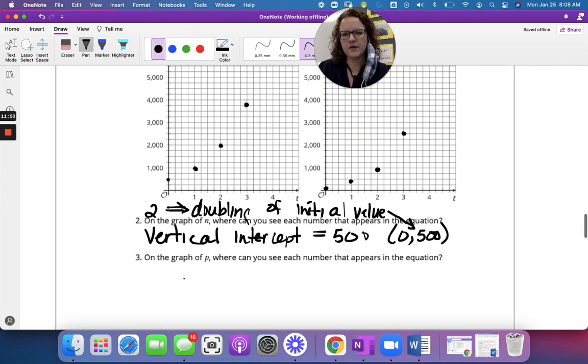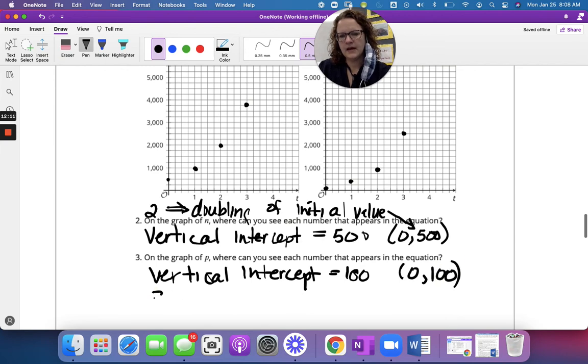On the P graph, where can you see each number? So we know that the vertical intercept is 100 because we are 0, 100. And then 3 is the tripling. Initial value.